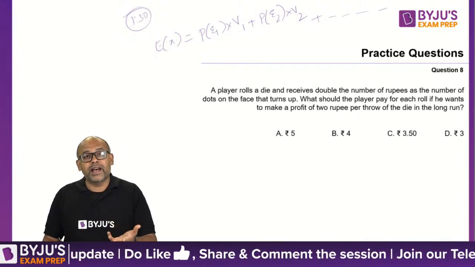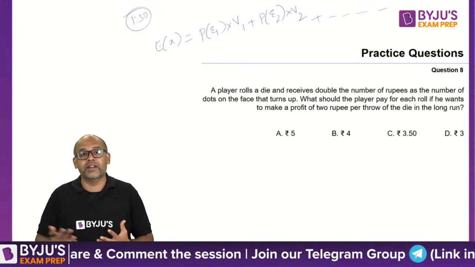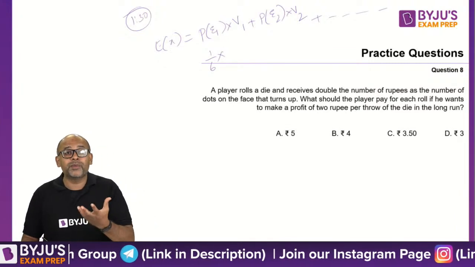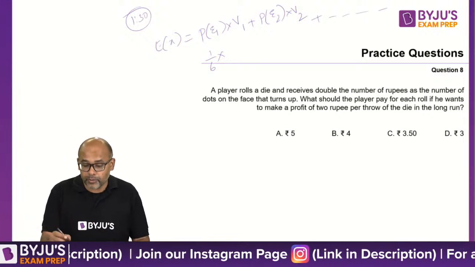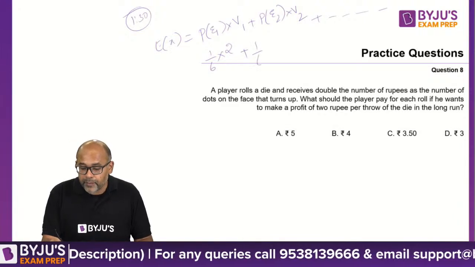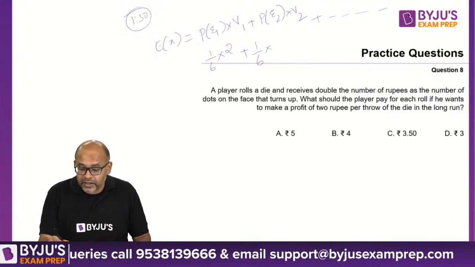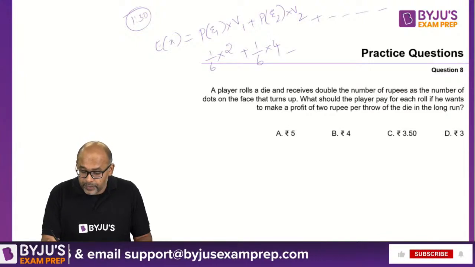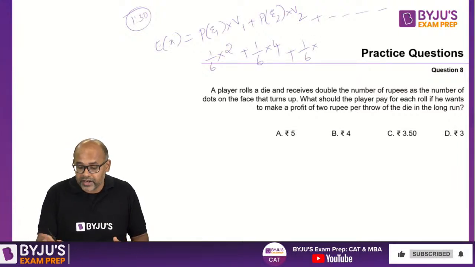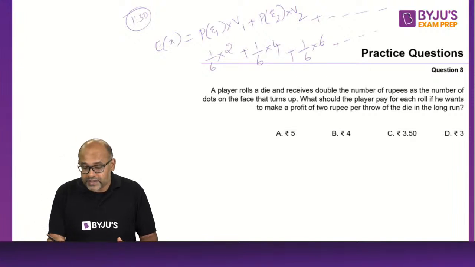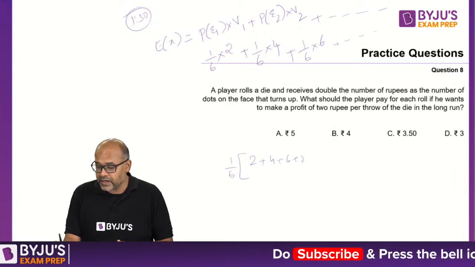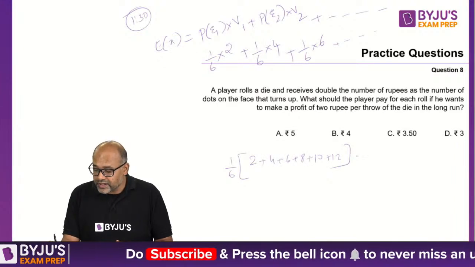So when I'm throwing a die, I can get 1, 2, 3, 4, 5, 6. So there are 6 events. What is the probability of getting 1? It is 1 by 6 into, when I get 1, how much money will I get? I'll get double of 1, so double of 1 is 2. Or second event is getting 2. Probability of getting 2 is again 1 by 6. If I get 2, how much money will I get? I will get totally 4 rupees. Plus probability of getting 3 is again 1 by 6. If I get 3, how much money will I make? I will make 6 rupees, and so on. So basically I have 6 such events. So 1 by 6 common, 2 plus 4 plus 6 plus 8 plus 10 plus 12. So this is my expected output.